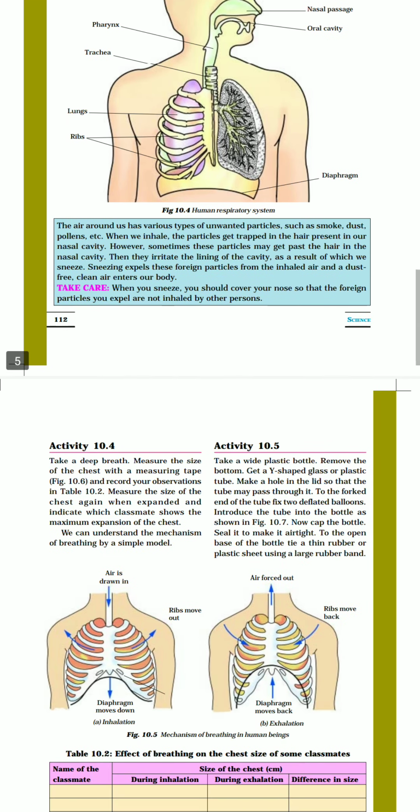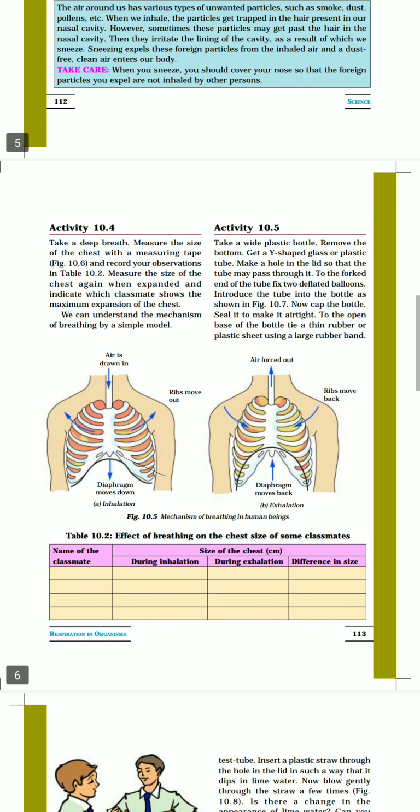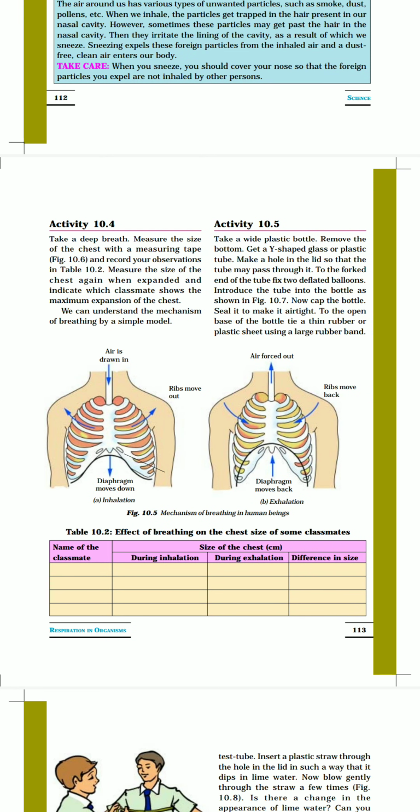And to make you understand this function very easily, they have given some activities also. So see, mechanism of breathing in human beings. They have given these two activities to make you understand. When air is drawn in, in the first case, see inhalation, the diaphragm moves down, and you can see the chest cavity area has increased. And in the second case you see exhalation, the diaphragm moves up and ribs move back.